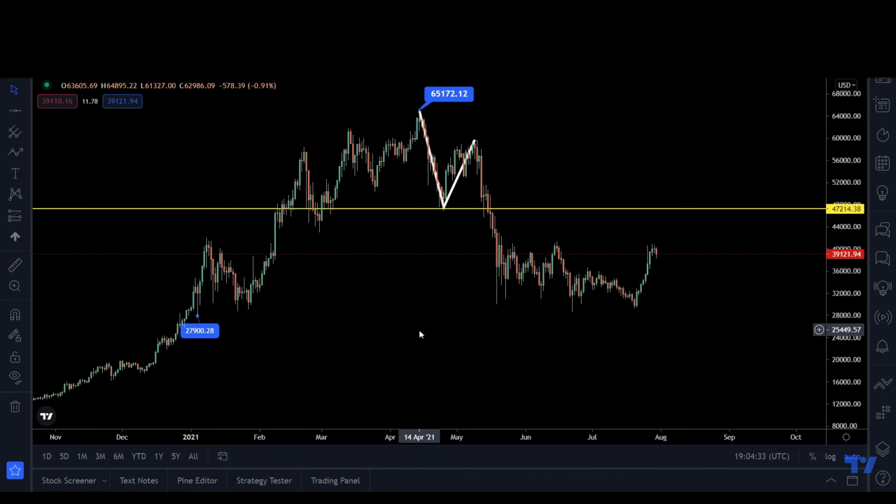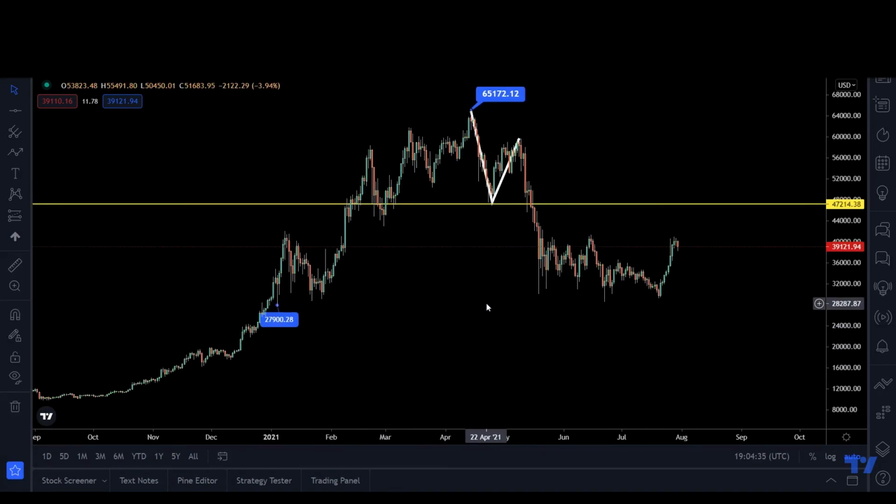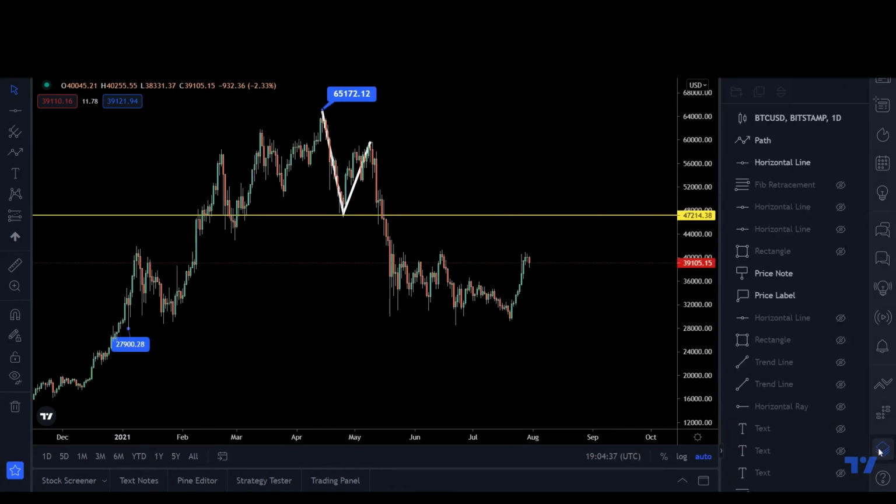So that's about it for this video. Just wanted to give you an idea of how you can take advantage of market reversals using the 1, 2, 3 top formation.